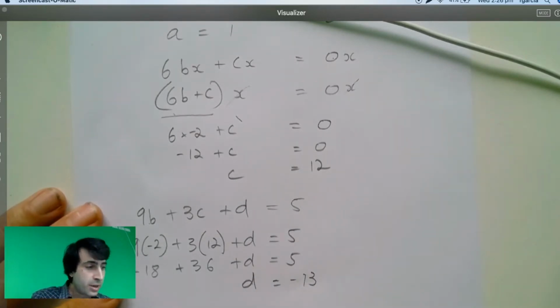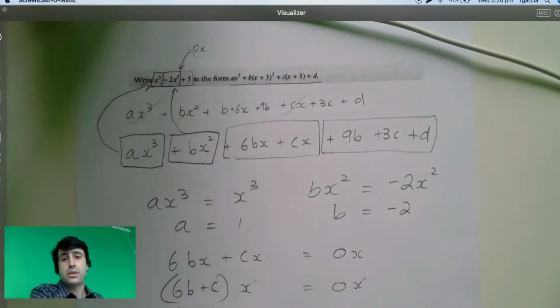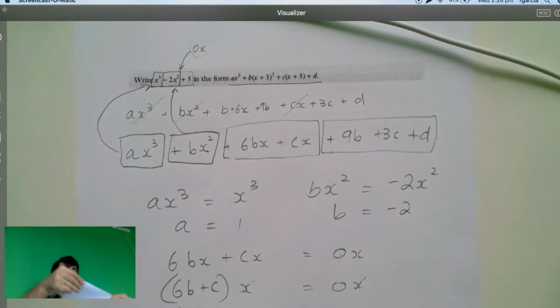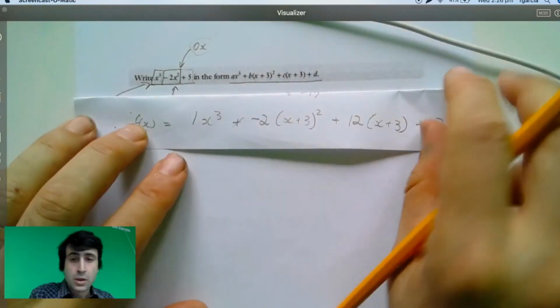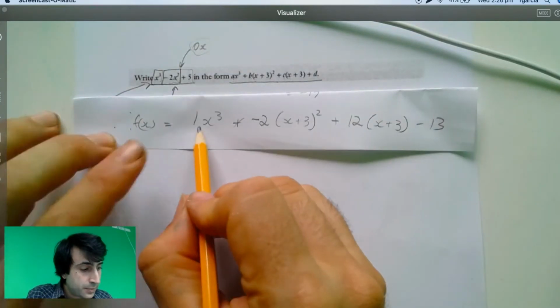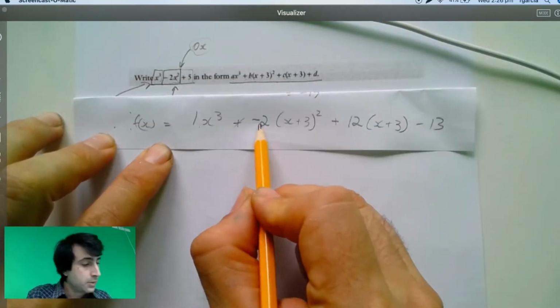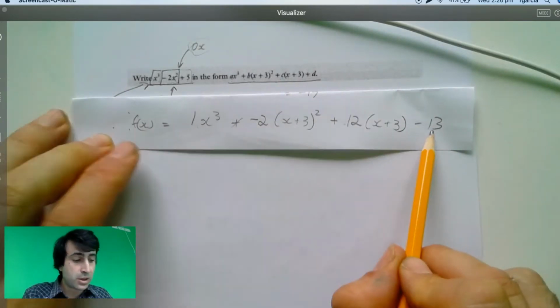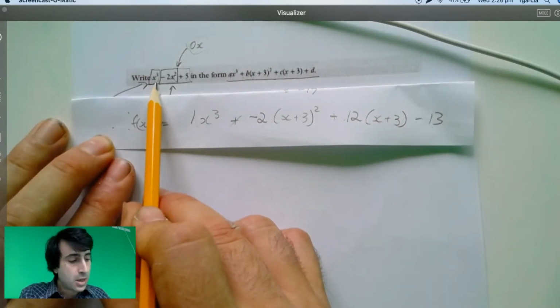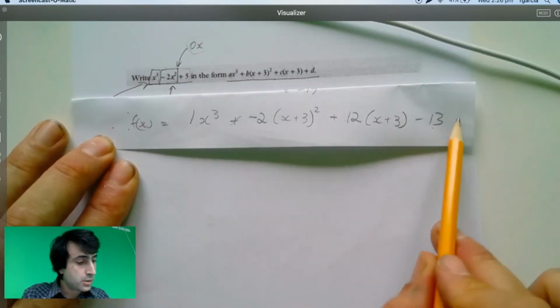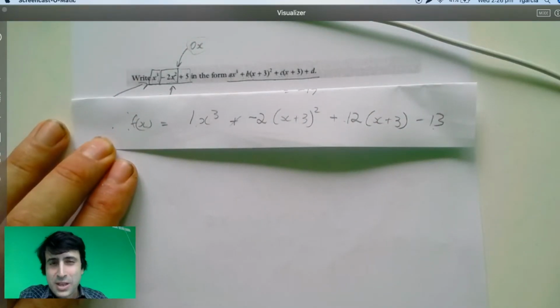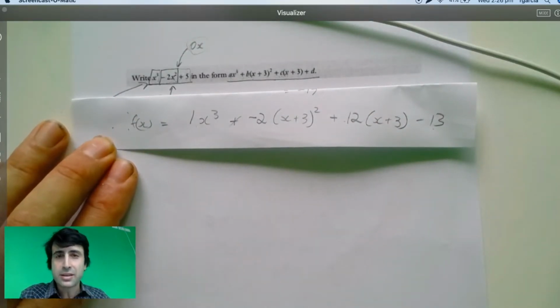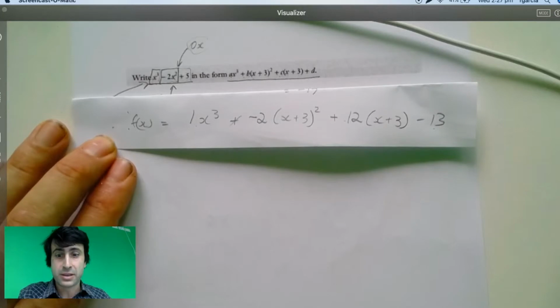So if I was to rewrite this in the form written up the top, here's one I prepared earlier, knowing that a equals 1, b equals minus 2, c equals 12, and d equals minus 13. We can express this function in this form. Now this is a cheeky question. This will take practice. If you didn't get this, the best way to have a go at these is to try. Now we're already on 14 minutes, so I'm going to have to cut this in half somehow.